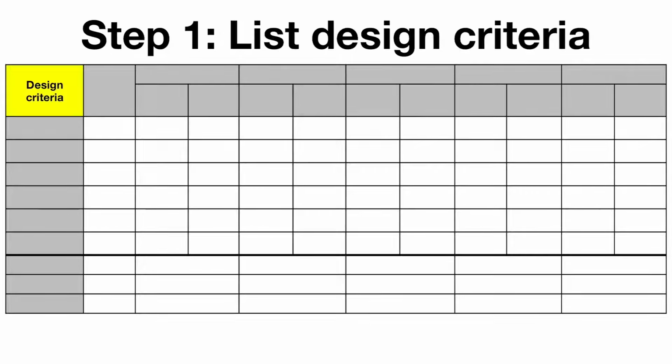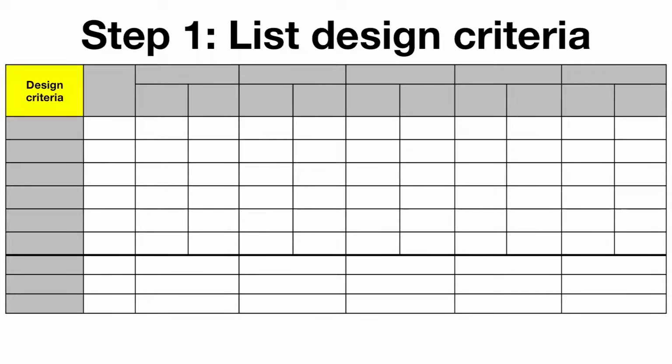Let's go back to the problem of creating a spoon for children with arthrogryposis. In this video, we're going to set up and run a scoring Pew matrix. The first step is to list the design criteria on the left-hand side of the table. For a scoring Pew matrix, we need to establish the weightings for the design criteria.